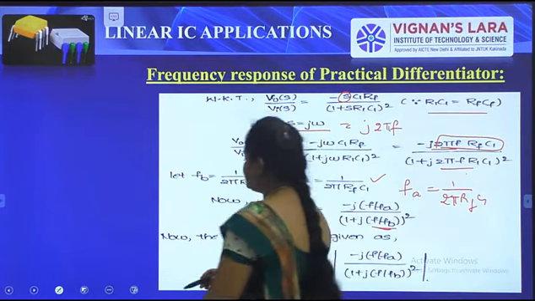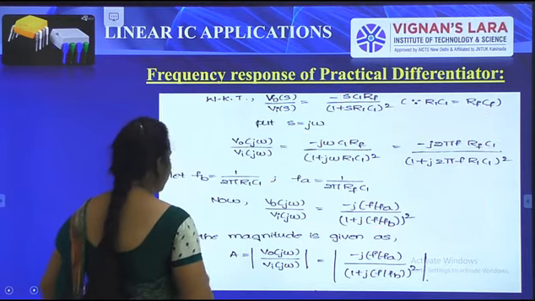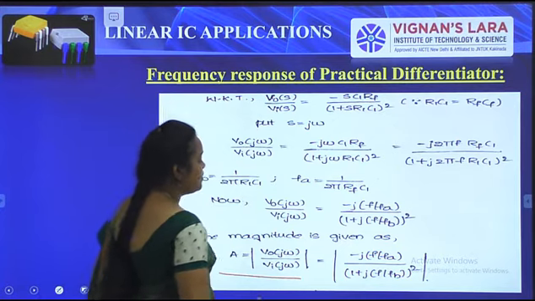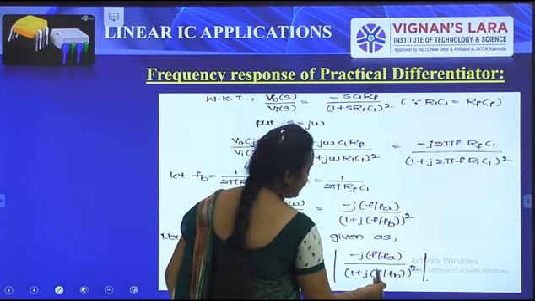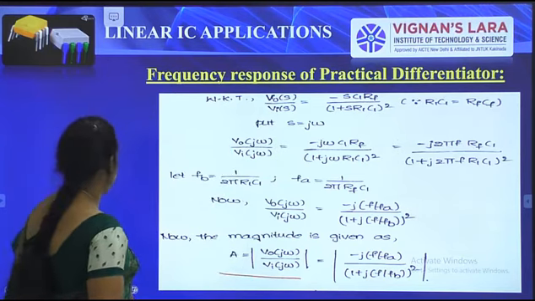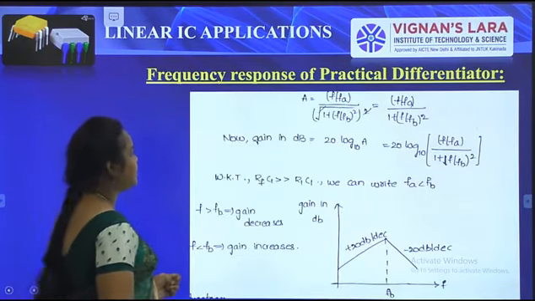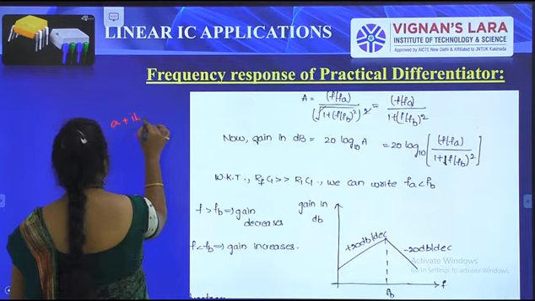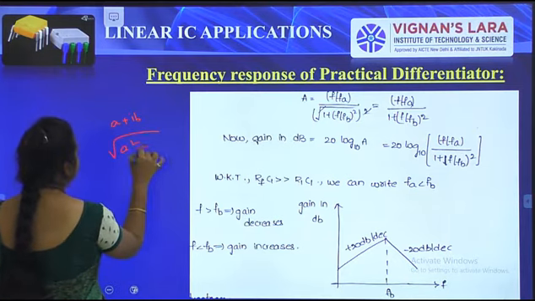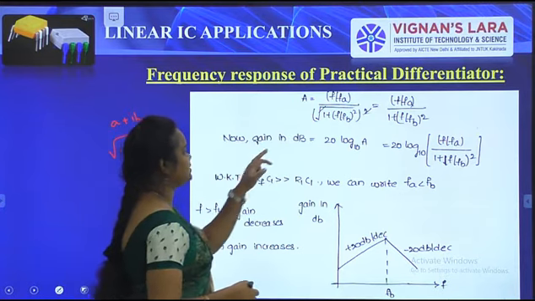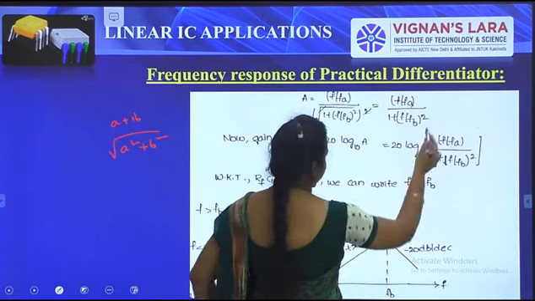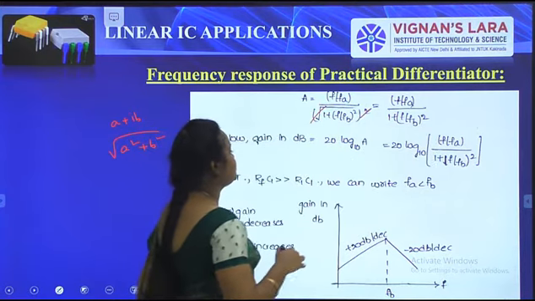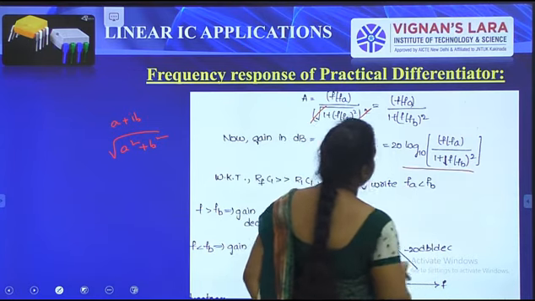So here the magnitude term for this equation becomes: A is equals to V naught of J omega by Vi of J omega is equals to magnitude of minus J of F by FA by 1 plus J F by FB whole square. Then the magnitude becomes like this: A is equals to F by FA. We already know A plus jB, the magnitude term is the square root of A square plus B square. So from this, square root of 1 plus F by FB whole square, F by FB by 1 plus F by FB getting cancelled here. The gain in dB is 20 log F by FA by 1 plus FB by FA.